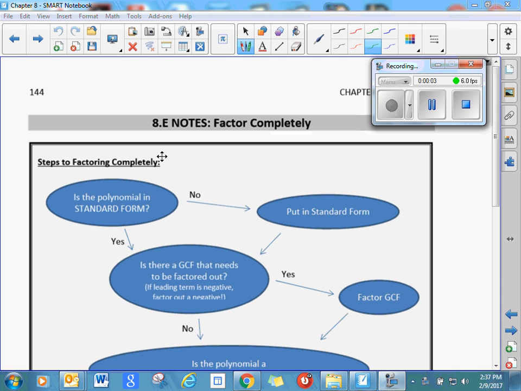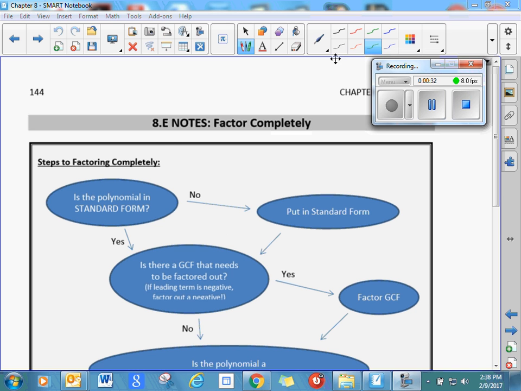Hi, team. We are actually in the last section on Unit 8, so we're on 144. We've learned a number of different ways to factor, and we thought it might be handy for you guys to have a reference tool, this flow chart, to look at when you're deciding what to factor and how to factor. So I'm just going to run through this really quick.